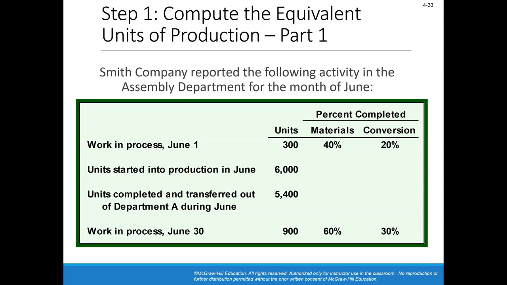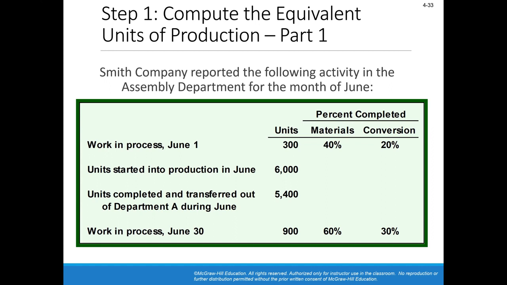Okay, Smith Company reported the following activity in the assembly department for the month of June. So they're giving us this information. The work in process on June 1, so that's our beginning balance, we had 300 units. Percent complete was 40% and 20%. Then we started 6,000 in production for June. And the units completed and transferred out of Department A during June was 5,400. And our work in process at the end is 900.